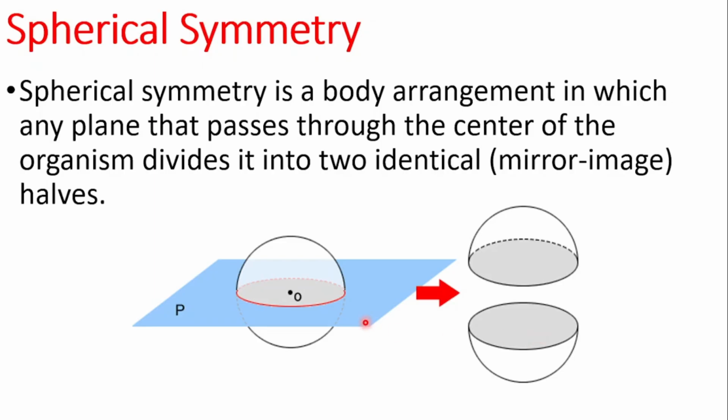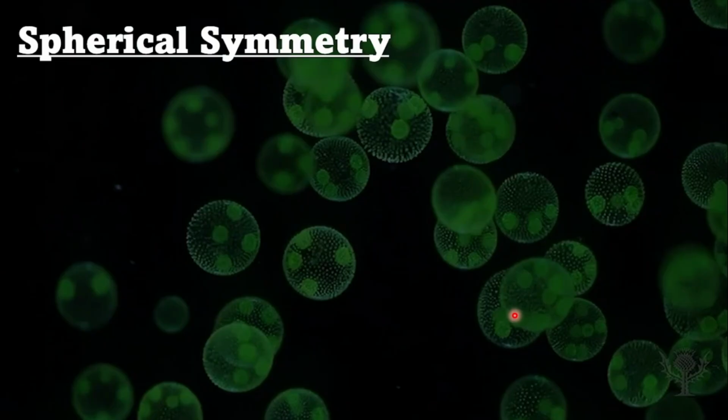Once you understand this, you will understand spherical symmetry. But remember, this is only one plane that we're talking about, at least in this particular picture. But remember, it works for any plane. So for spherical symmetry to work, the body has to be arranged in such a way that any plane that I take that passes through the center of the organism is going to split it into two identical mirror image halves. All right, so let's look at some other properties of spherical symmetry.